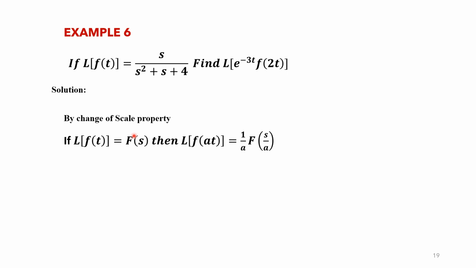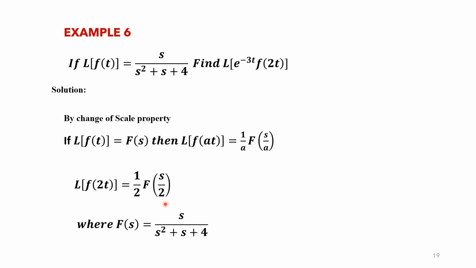From the change of scale property, we know that L of f of at is 1 by a F of s by a. We have to calculate L of f of 2t, which means a is equal to 2. So L of f of 2t will become 1 upon 2 F of s by 2. Now what is F of s? F of s is L of f of t. F of s is s upon s square plus s plus 4. In this answer, replace s by s by 2.